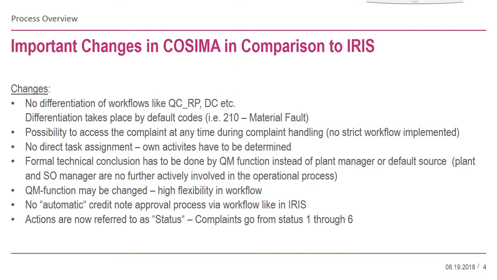Now, there's a long list of default codes to choose from in Cosima, and just an example here that code number 210 is a material fault, and that's how you're going to differentiate between quality complaints, delivery complaints, non-complaints, terms complaints, etc. There's the possibility to access the complaint at any time during the complaint handling, meaning that there's no strict workflow that's implemented that the complaint is going to follow. Now, there is a general flow that the complaint follows. However, anyone that has access to the complaint can go in and make an edit where needed at any time during the complaint handling.